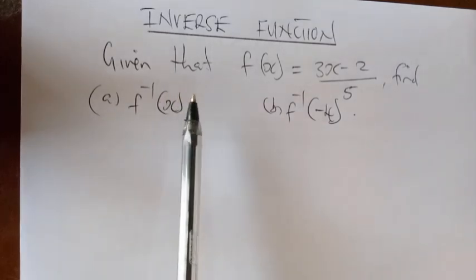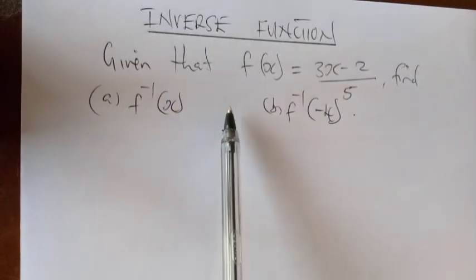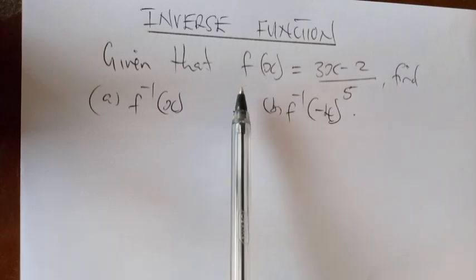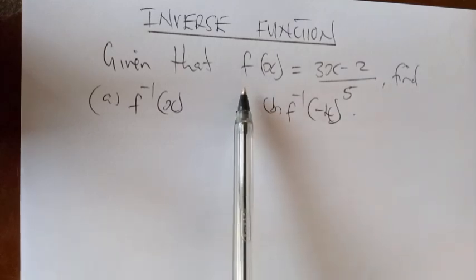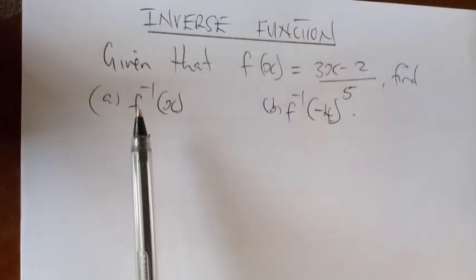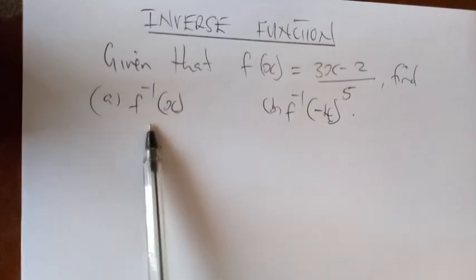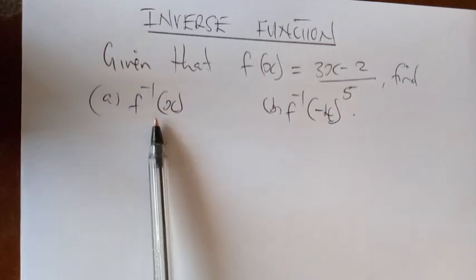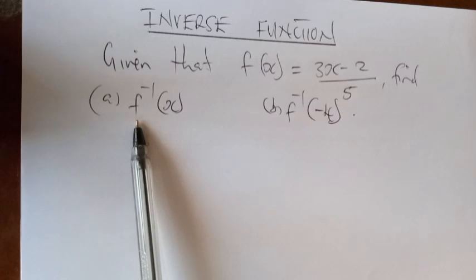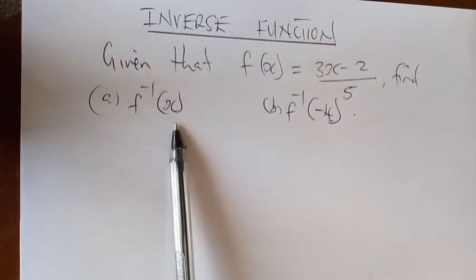Finding the inverse of a function, you simply equate the function that you have been given to letter y and make x the subject of the formula. So in this question, this power of -1 is what makes it be called the inverse of a function. This one is read as the function f inverse of x.